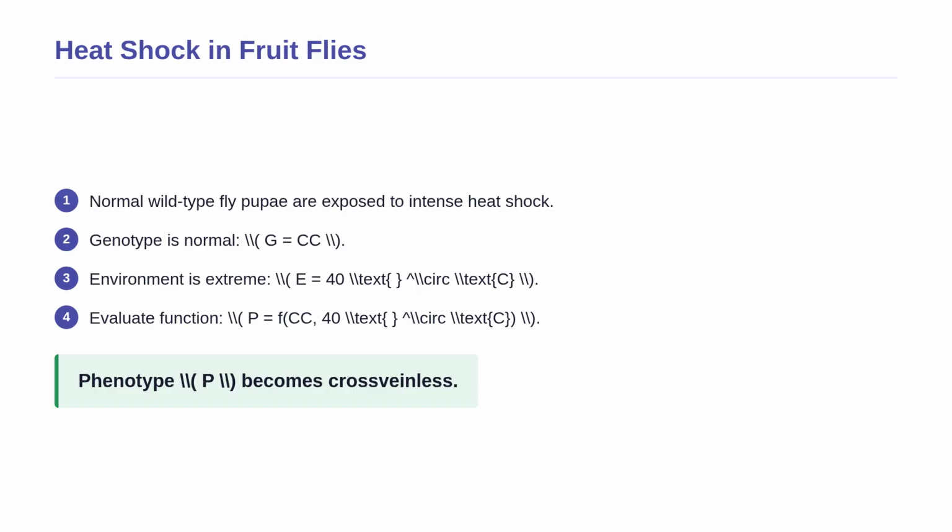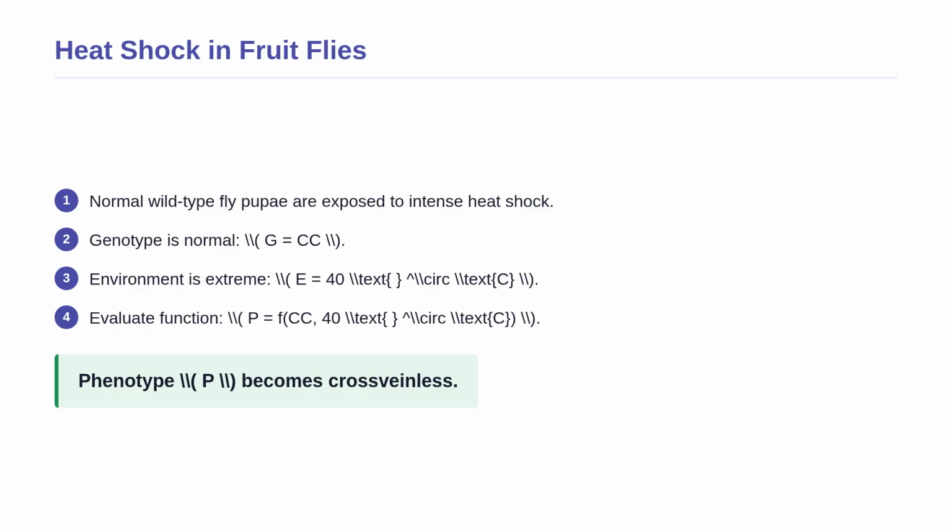Let us apply this function to a famous laboratory experiment. In fruit flies, there is a known genetic mutation called cross-veinless, where flies lack tiny veins in their wings. A researcher takes normal, wild-type fly pupae and exposes them to a brief, intense heat shock. We are asked to determine the resulting phenotype.